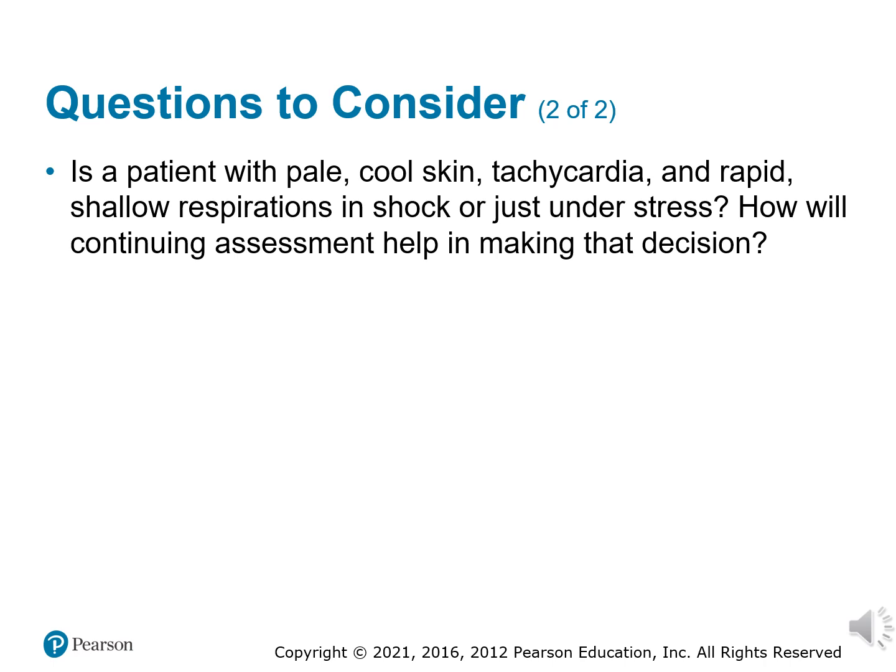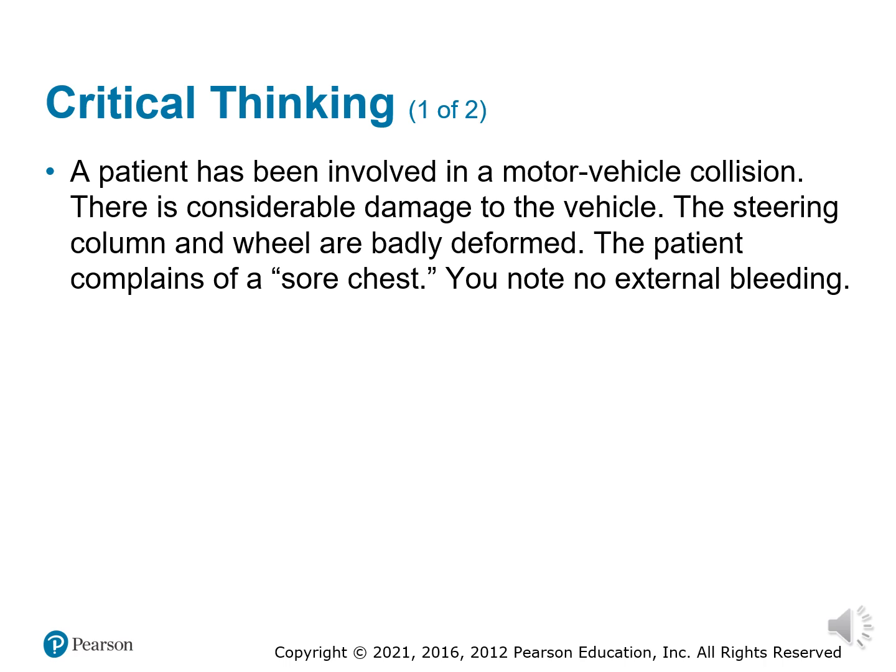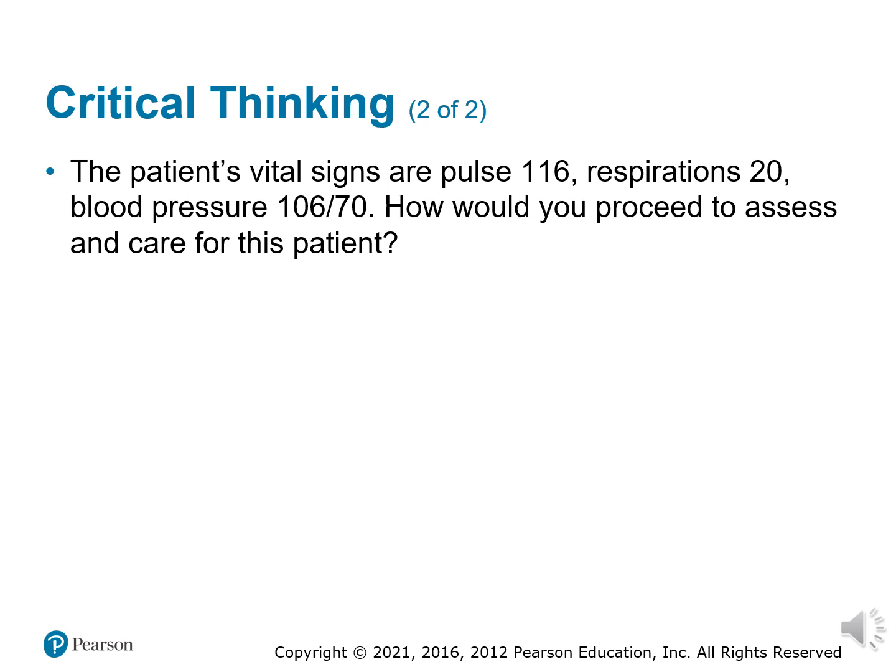Critical thinking. A patient has been involved in a motor vehicle collision. There is considerable damage to the vehicle. The steering column and the wheel are badly deformed. The patient complains of a sore chest. You note no external bleeding. The patient's vital signs are pulse 116, respirations 20, and a blood pressure of 106/70. How would you proceed to assess and care for this patient?